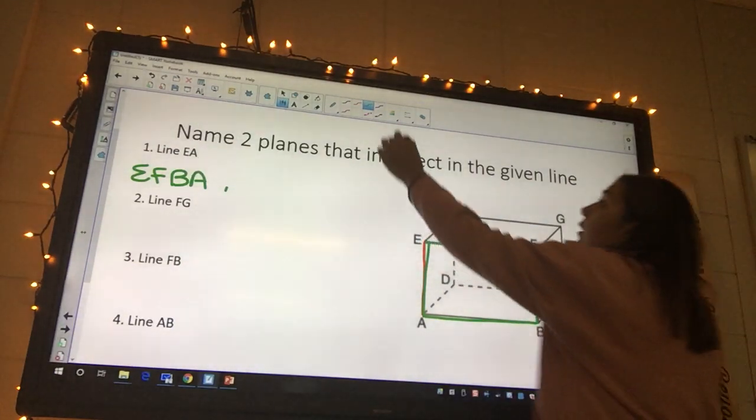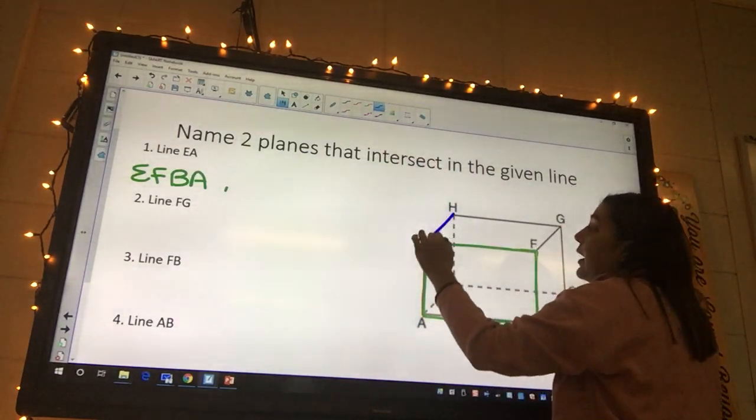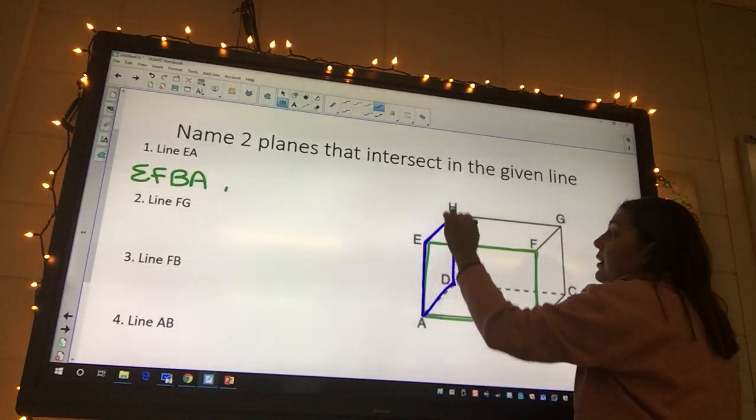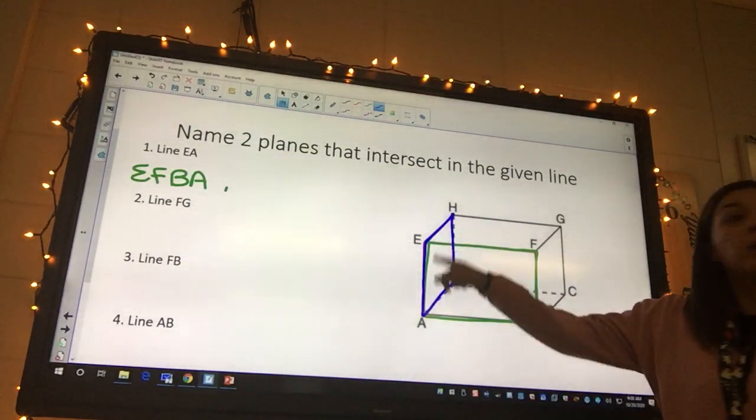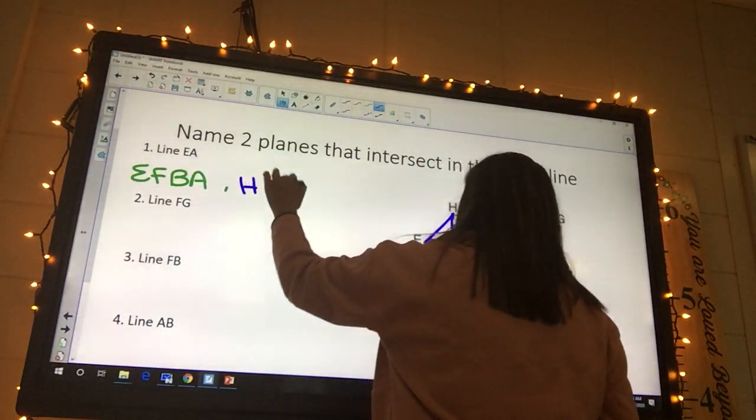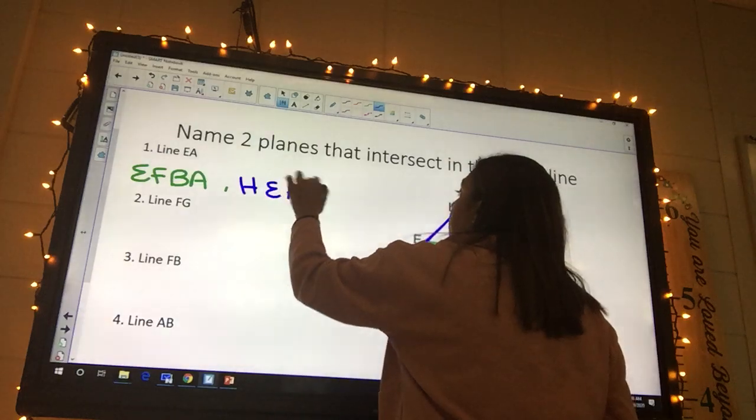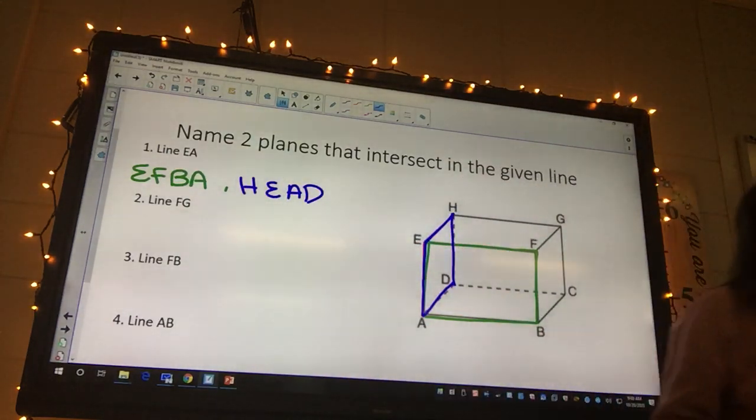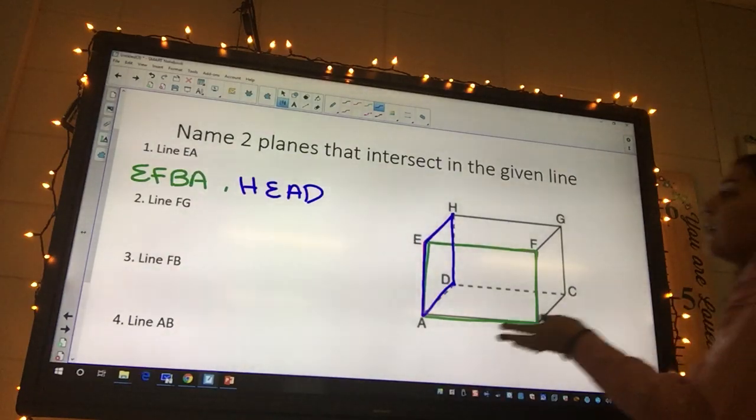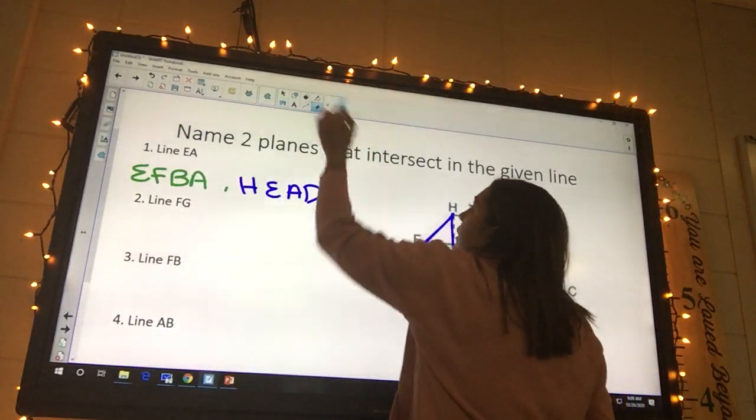So we just got to look and say, well, what's the side one? Well, it's going to be HEDA. See how it touches? Both of these touch that red one I initially drew. HEDA. And the order doesn't matter. I can put AD because that's what I did, but it doesn't matter.